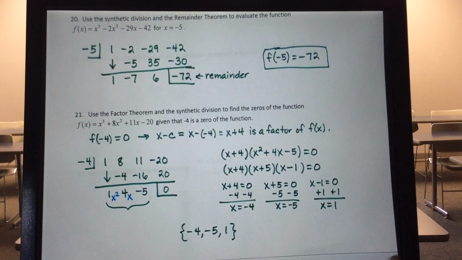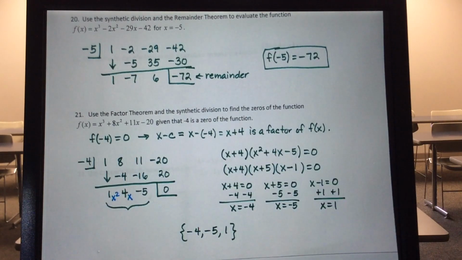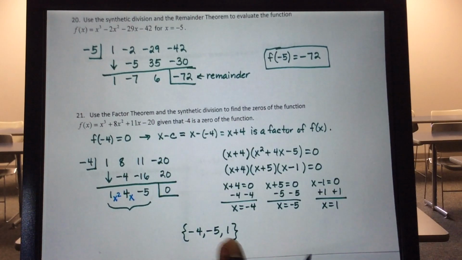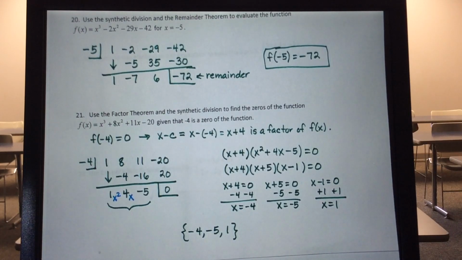Okay. So that's how we use the factor theorem and synthetic division to find all the zeros of that function. And we were given that negative 4 is a zero of the function. And these two, negative 5 and 1, are the other two zeros of that function. Okay, that's problem number 21.